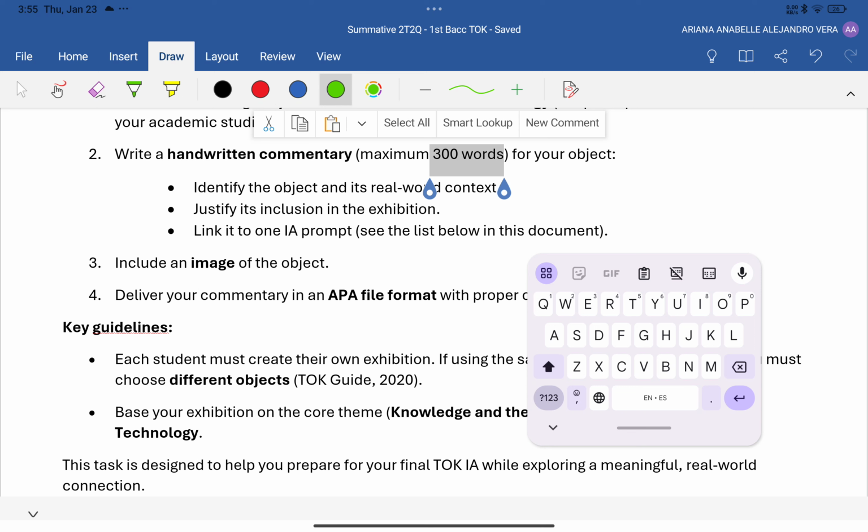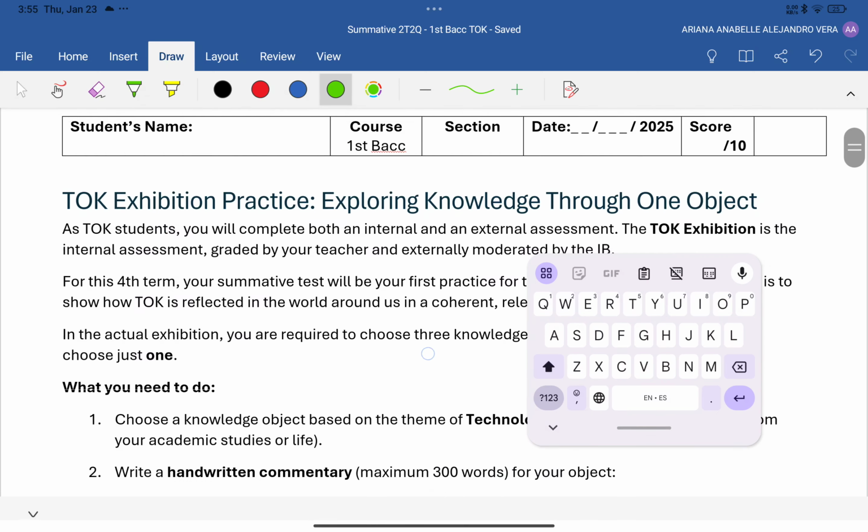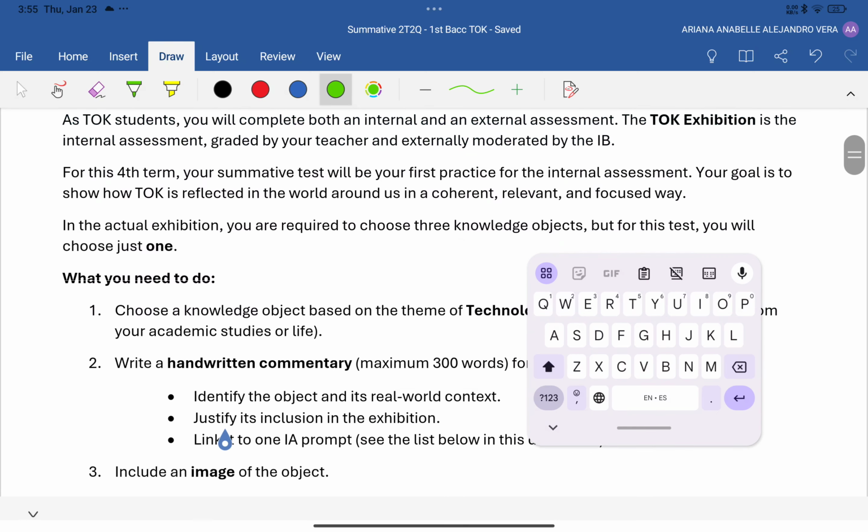You're probably going to feel like you need more than 300 words. What do you have to deliver? Well, first you have to identify the object, and then you have to say the real world context. In this part you may go a little further if you feel that it needs to, and you have to justify its inclusion, the object's inclusion in the exhibition, which means that you have to explain how this object reflects TOK in the real world in a very coherent, relevant, and focused way. Okay? And then you have to link the object to the IA prompt that you mentioned.